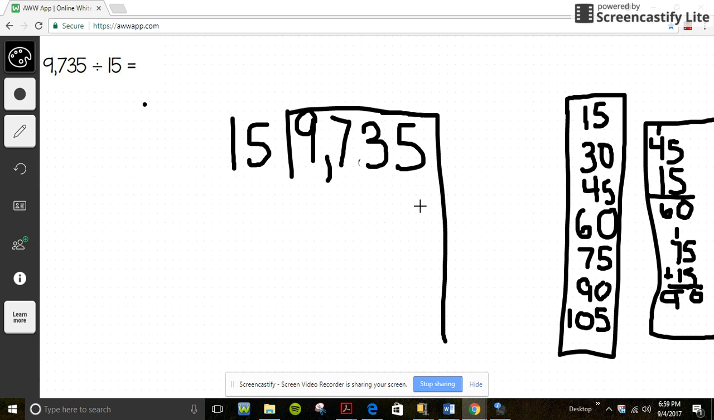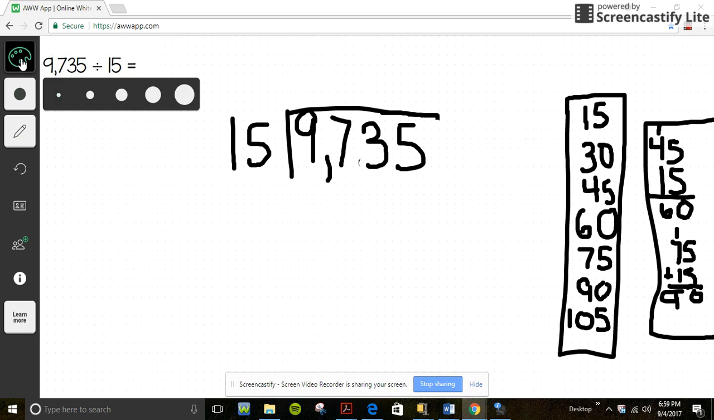So typically we've done this in the past, but you do not need this long hangman effect anymore. Then we're going to do the same exact way that we did before, where we ask how many times does 15 go into 9? As you can see over here, 15 does not go into 9 at all. Then we look to see how many times 15 goes into 97, and we see the closest one without going over is 90.